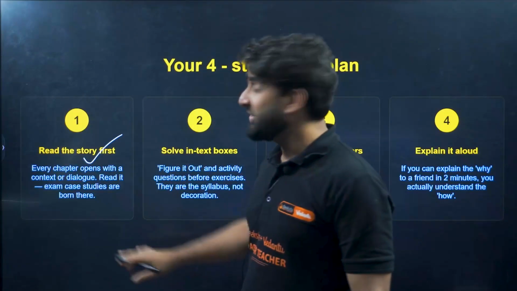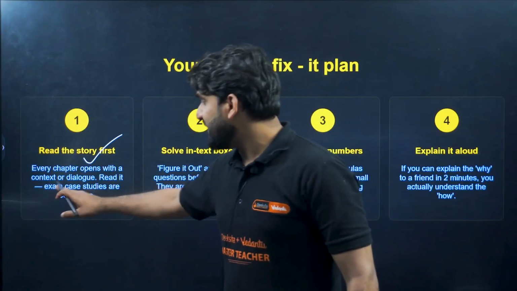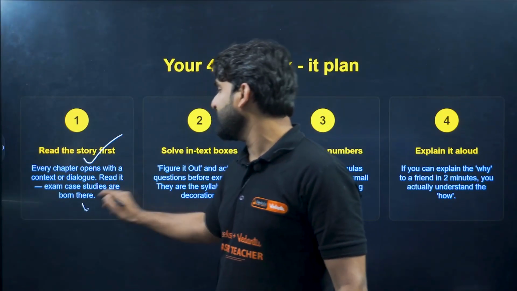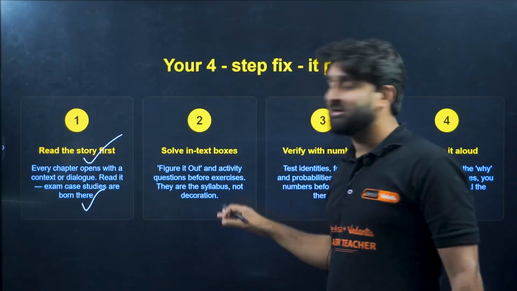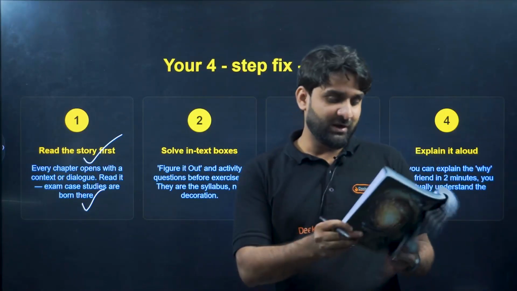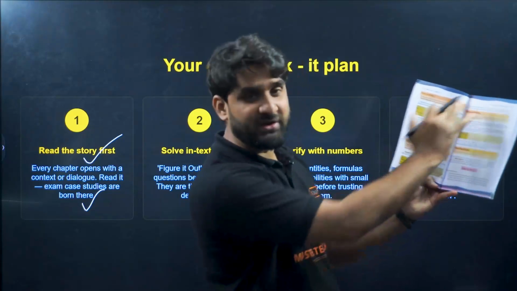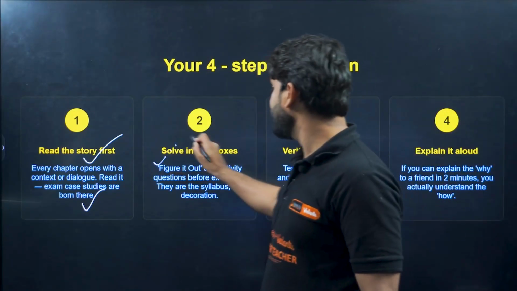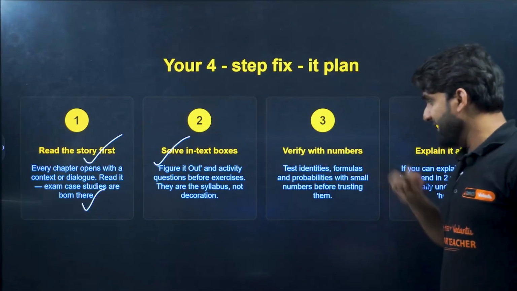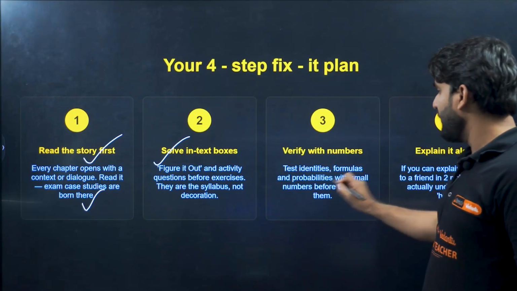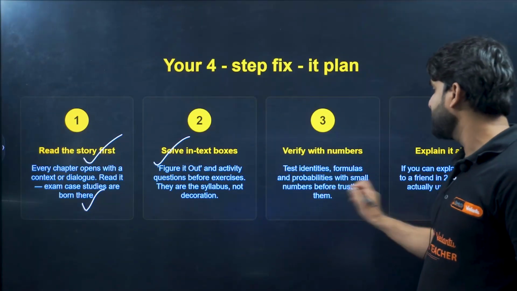Read the story first. Every chapter opens with a context or dialogue. Read it, exam case studies. Next, solve in-text boxes. There are a few in-text questions given, for example, example questions before the exercises. So solve all the questions. Figure it out in activity. Verify with numbers. Test identities, formulas, and probabilities with small numbers before trusting them.